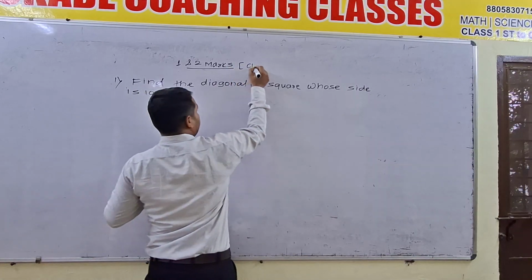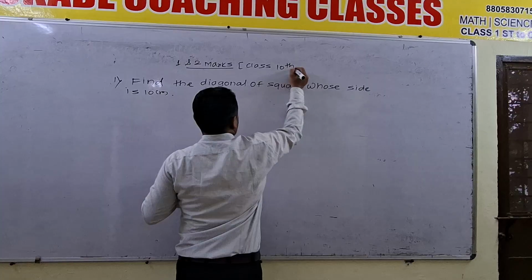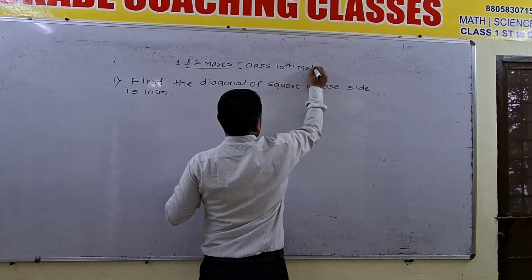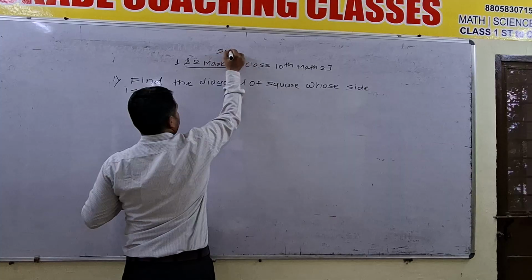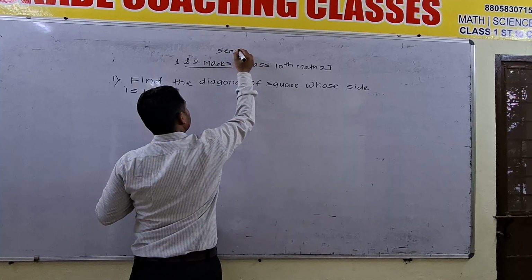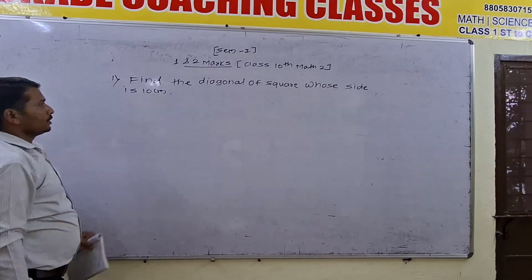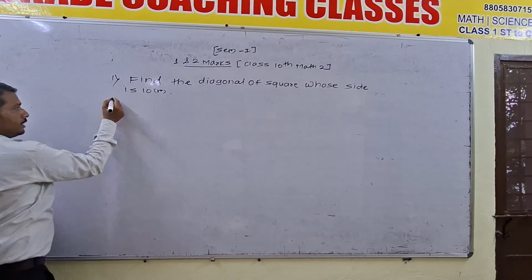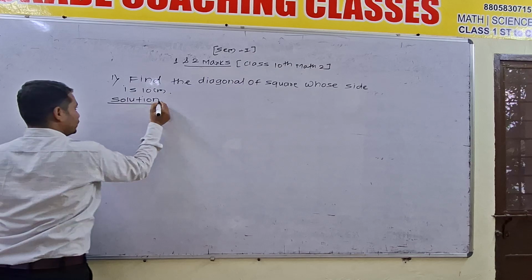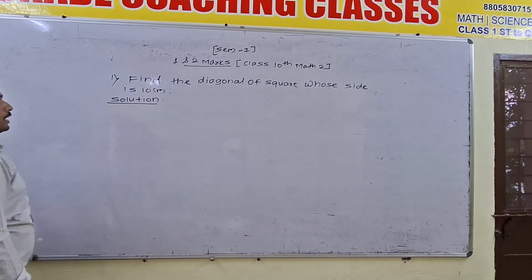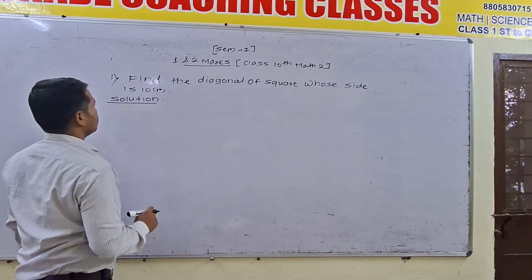So write down here again, class 10 maths, semester first, semester question. Okay. Write down the solution. There is the solution. So the diagonal of the square: find the diagonal of a square whose side is 10 centimeter.